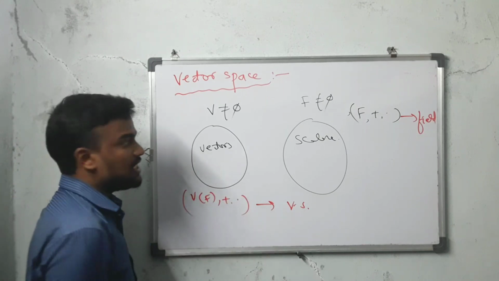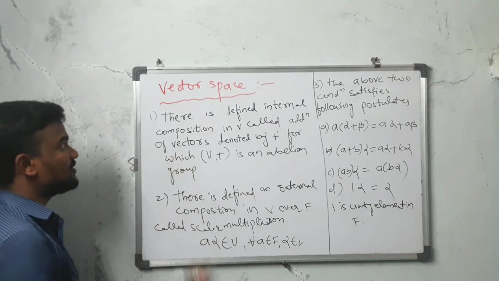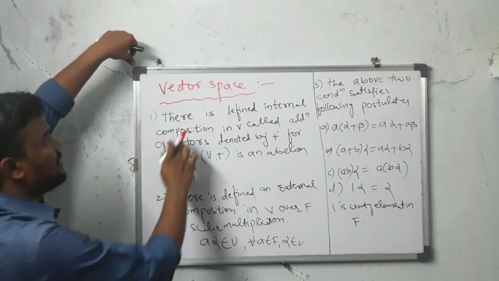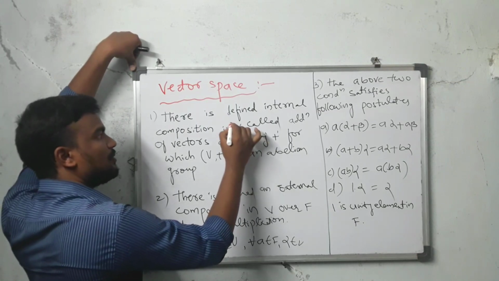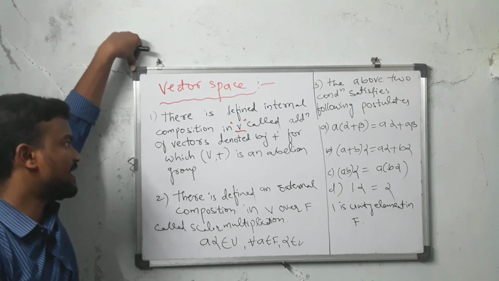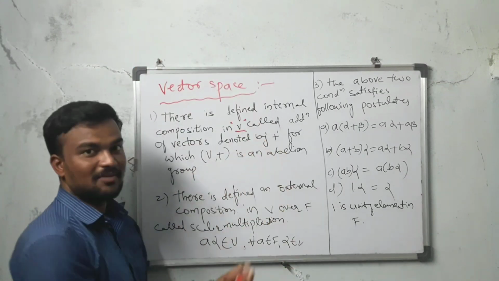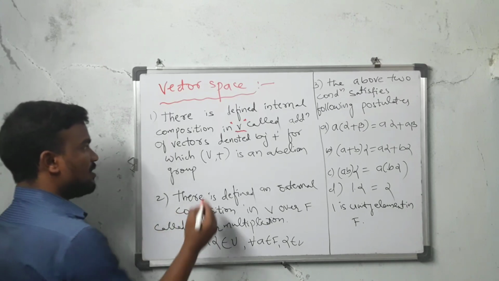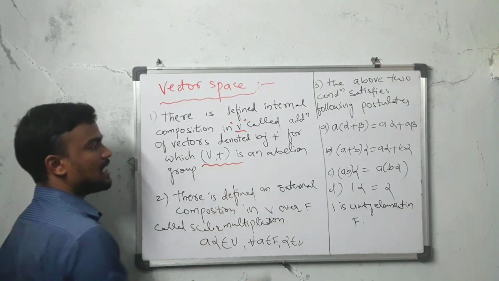Now see the conditions here. These are the conditions for vector space. What is the first one? There is defined internal composition in V. Internal composition in V is called addition of vectors, denoted by plus, for which (V, +) is an abelian group. ఇదంతా చూస్తే సినిమా లాగా కనిపిస్తుంది, బట్ సింపుల్ హియర్. ఇక్కడ ఏం ప్రూవ్ చేయాలి? ఫస్ట్ కండిషన్ ఫర్ ది వెక్టర్ స్పేస్ ఇస్ (V, +) is an abelian group.